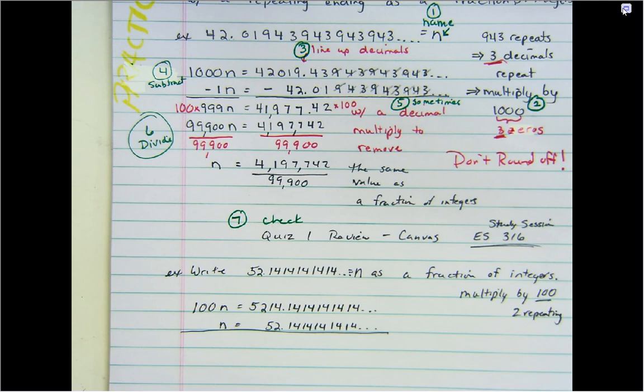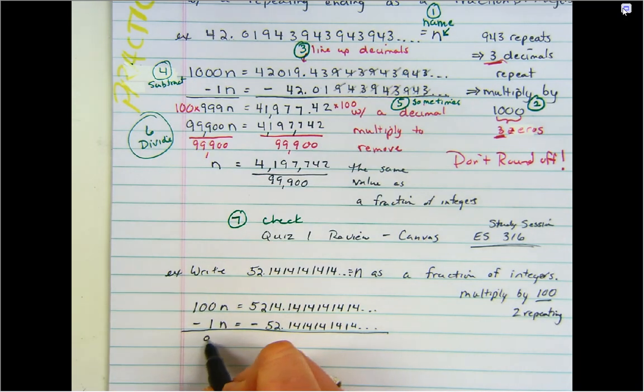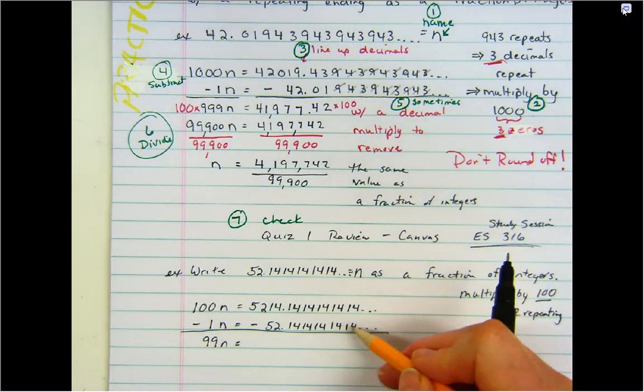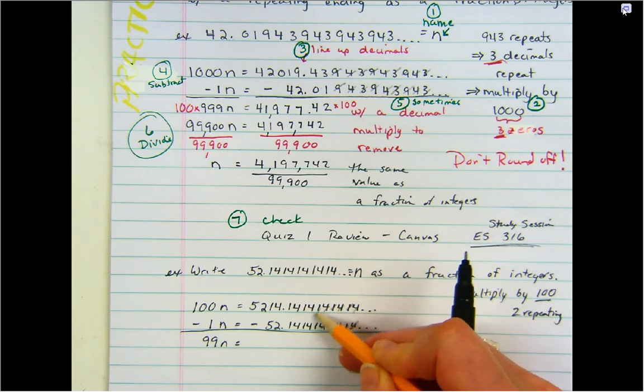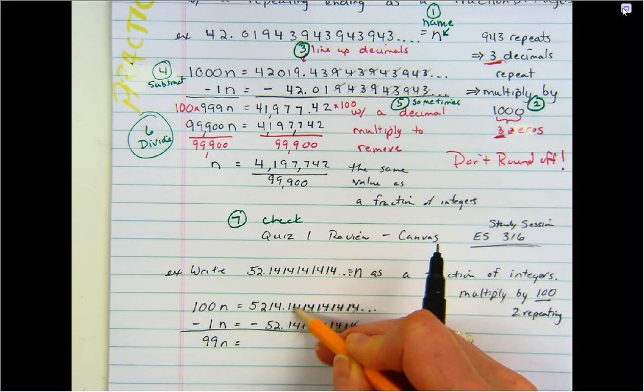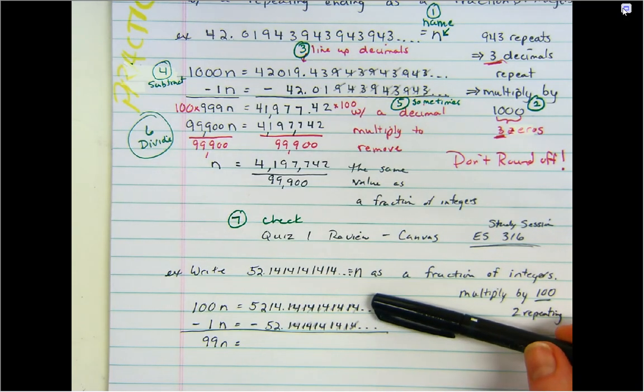So number 4 is subtract. So let's go ahead and subtract. This is a 1n that we're subtracting. 100n minus 1n is 99n. On the right, now if these 4s and 1s that are repeating don't line up over top of each other, you've made an error somewhere, and you should go back and figure out what happened. They don't all have to line up. Notice up above, only the right end had to line up. Because that's how we know that this dot, dot, dot is actually subtracting away.